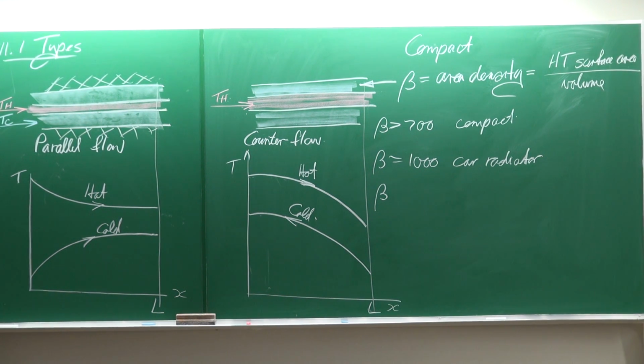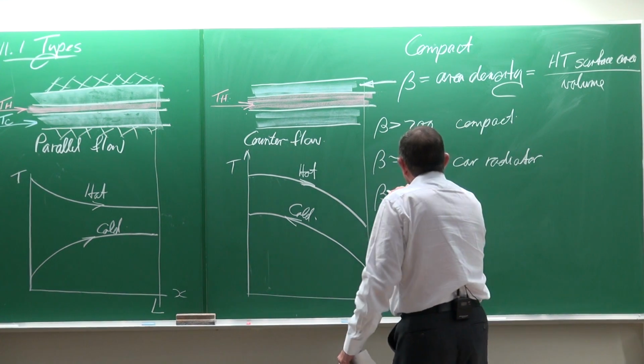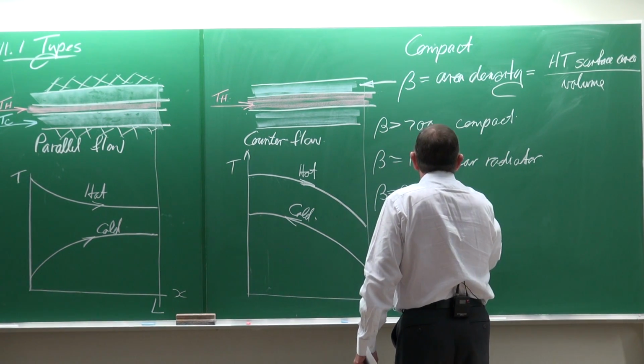Yeah. So other values of compactness, just to give you an idea: the value of a car radiator is 1,000. A glass ceramic gas turbine heat exchanger is about 6,000. The regenerator of a Stirling engine is 15,000. And the highest compactness factor that we have is 20,000.